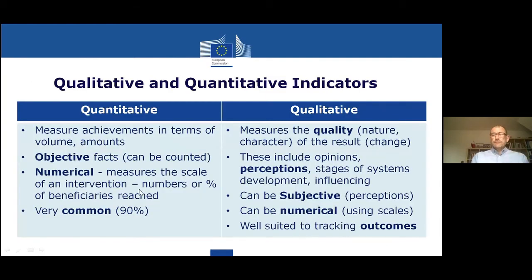Another way we can categorize indicators is as qualitative and quantitative indicators. Quantitative indicators are things you can count. These measure achievements in terms of volumes or amounts. They are objective facts you can count. They are numerical, often measured on a scale, so they're typically numbers or percentages.